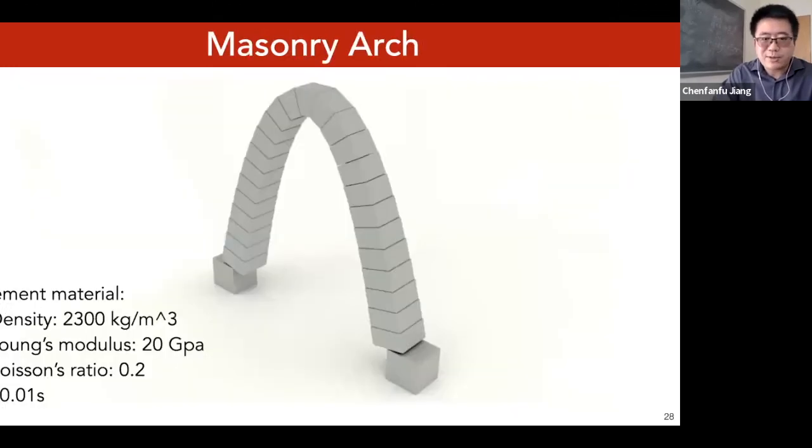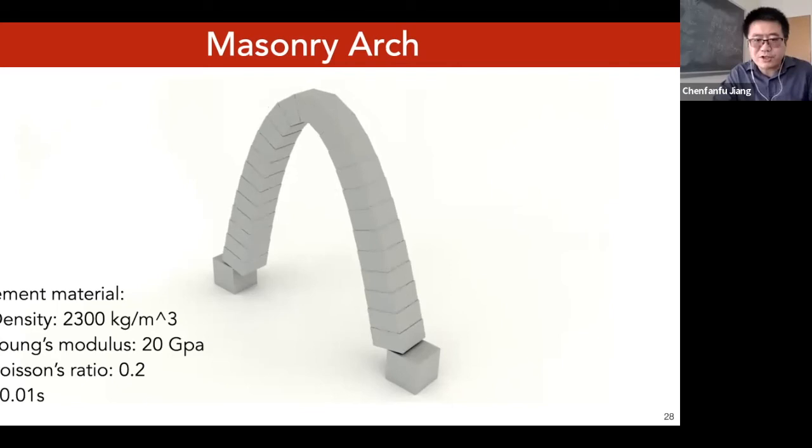Okay, so let's look at some videos. With friction, we can simulate this stable structure. It's called the masonry arch. It's made with stiff cement materials. We take the cement Young's modulus, Poisson's ratio, density, and it's maintaining its structure due to all those static frictions.